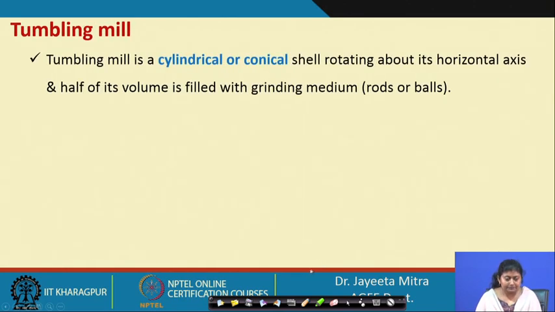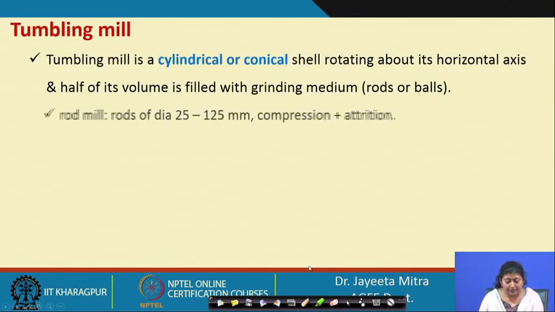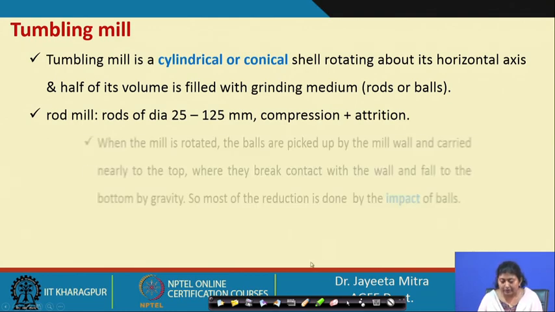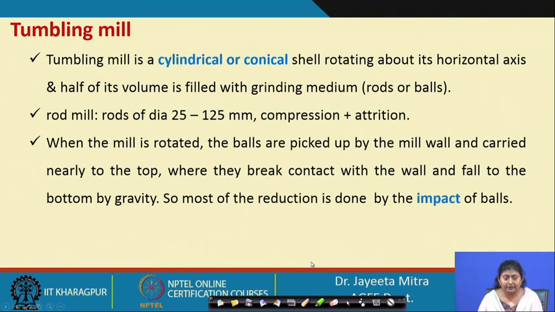Now, tumbling mill. A tumbling mill is a cylindrical or conical shell rotating about its horizontal axis, and half of its volume is filled with grinding medium, that is, rods or balls. When we use the rod mill, rods of diameter 25 to 125 mm are used. In the tumbling mill, we get the compression force and attrition force. Attrition, because there is a rubbing effect between the rods or the balls inside the mill. So, because of that the attrition effect is also coming.